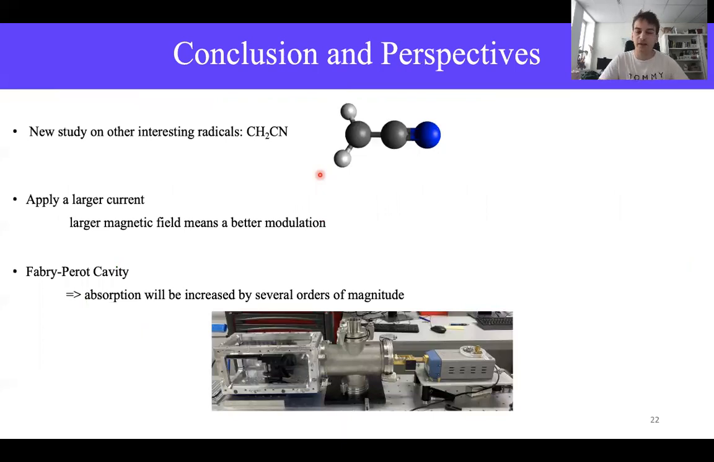And now, with this setup, we decided to study other interesting radicals, CH2CN, from other precursors. In the future, we want to apply a larger current to have a larger magnetic field and so a better modulation. And the final step would be to have a Fabry-Perot cavity to increase the length artificially by several orders of magnitude, so to increase the absorption by several orders of magnitude.